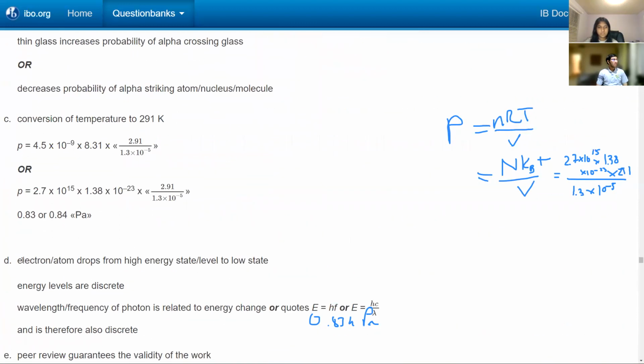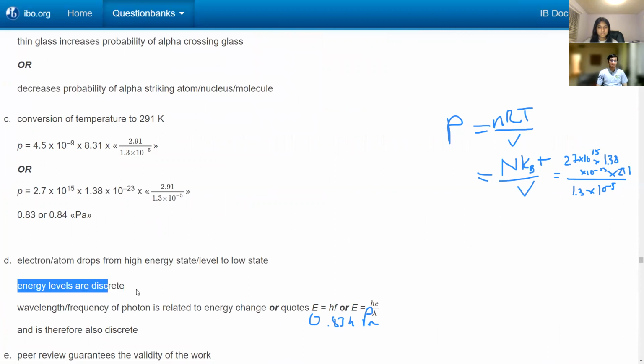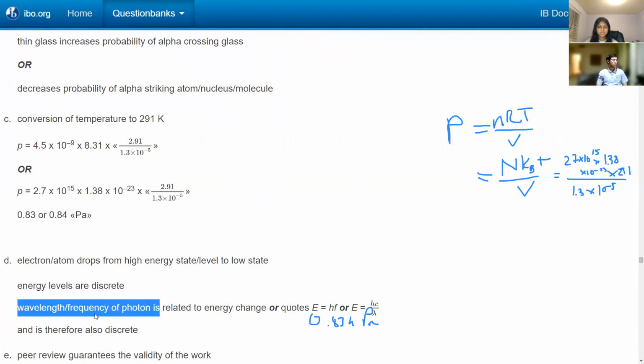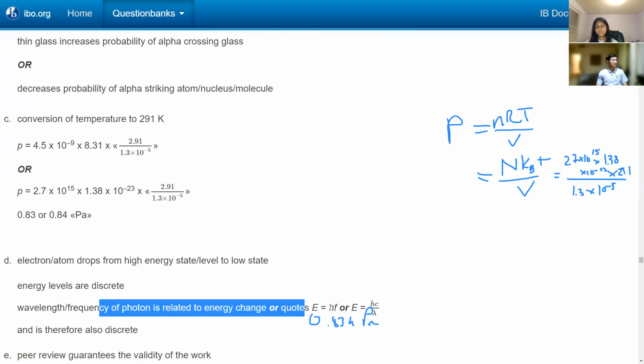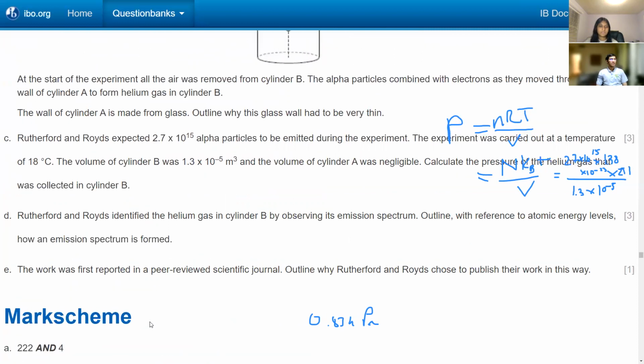Let's see the mark scheme: an electron in the atom drops from a high energy state to a low energy state. Oh, that's an easy point. They said energy levels are discrete, so the frequency and the energy of the photons are specific. You have to say that energy levels are discrete. That would be good for me to review tomorrow.